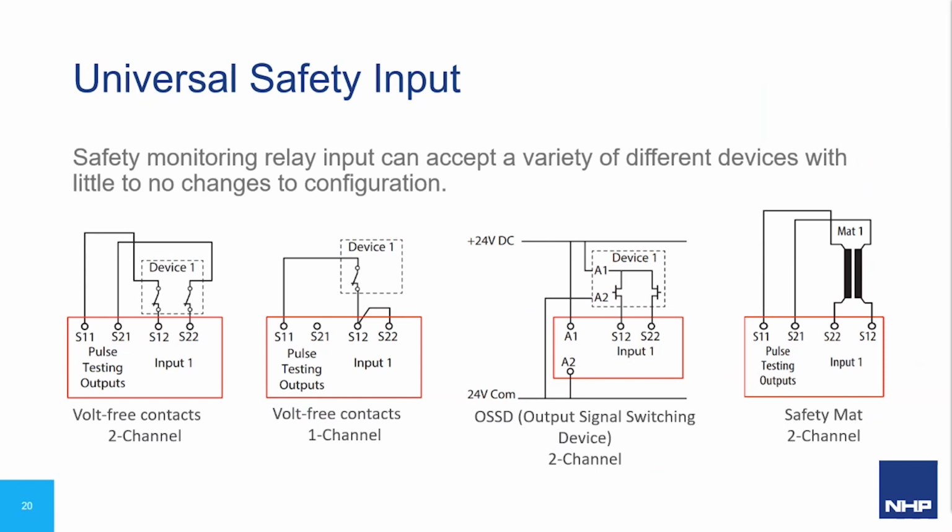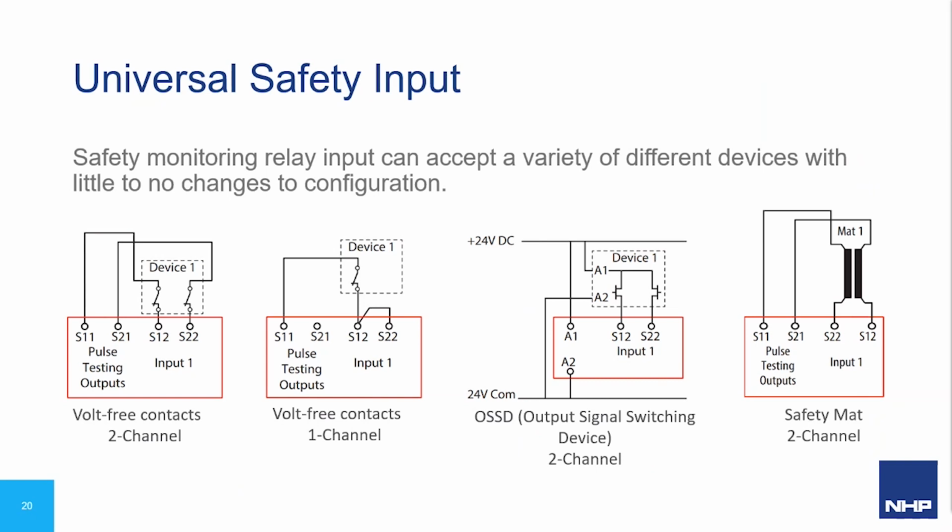Safety mats and other pressure-sensitive contact devices may also be wired into most safety monitoring relay inputs. However, these are done a bit differently. In this case, the two pulse-tested signals are wired into their opposing inputs. What this does is tell the safety monitoring relay that if it detects a cross-channel short, it will trip the outputs, but it won't register as a fault, rather a demand.